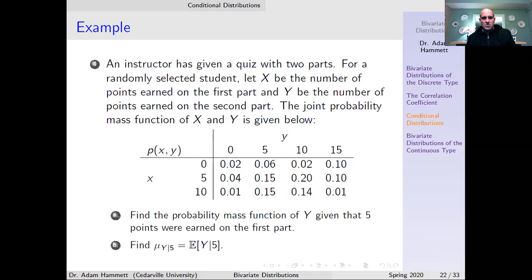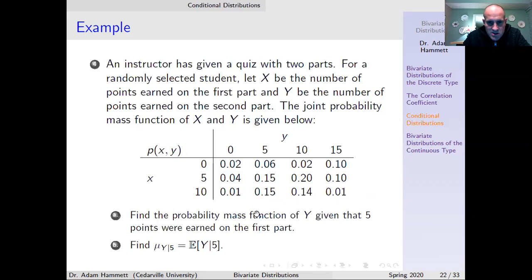All right. Let's look at this example. Now you may recognize this from before. This example should be familiar to us. This was the two-part quiz. X was the points earned on the first part of the quiz. Y was the points earned on the second part. And we had this joint probability density function or mass function.